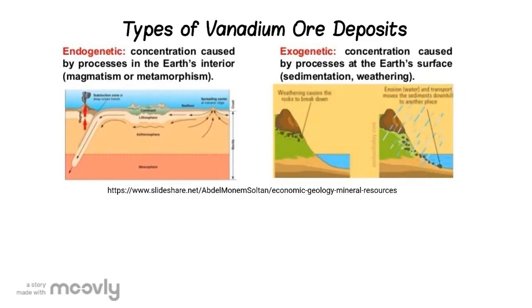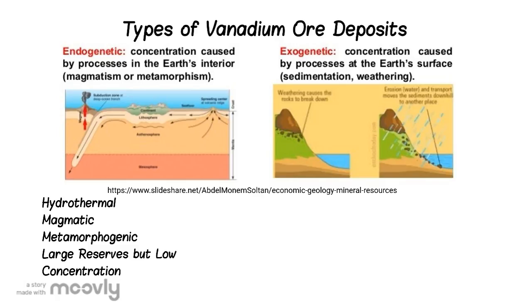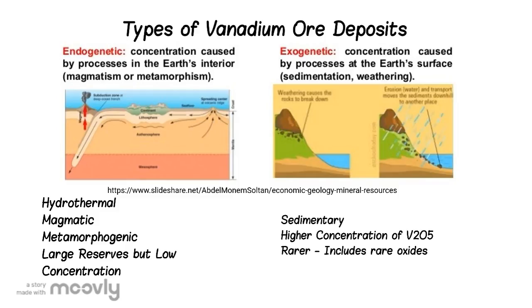There are two types of vanadium deposits: endogenetic deposits, in which the concentration of the ore is caused by interior processes that take place in the earth. They are formed by hydrothermal, magmatic, or metamorphic processes. They occur in large reserves but are of low V2O5 concentration.